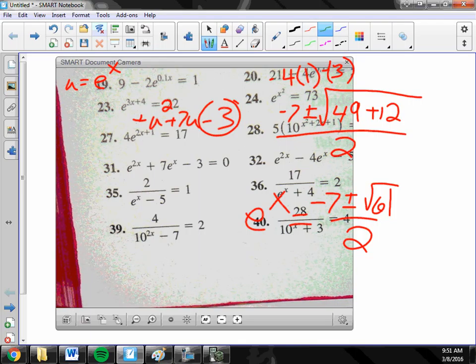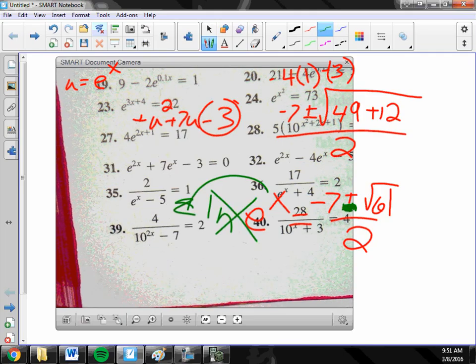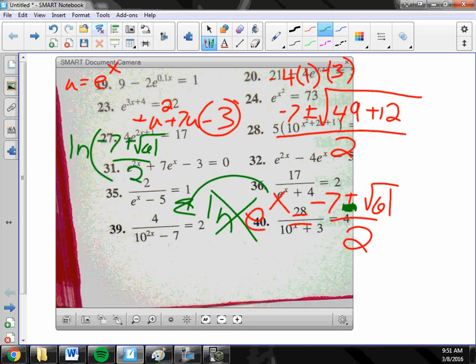So we can go in and get rid of this. So we ln both sides and drop the x, and ln of e goes away. So it's the natural log of negative 7 plus the square root of 61 over 2. Somebody double check the answer and make sure that's right. And then whatever the equivalent decimal is, you can type that in your calculator.